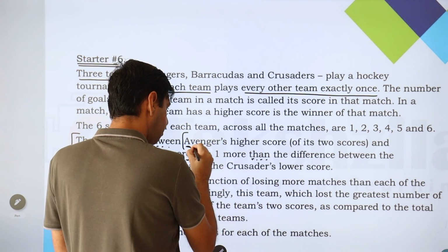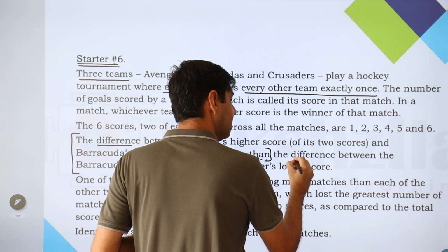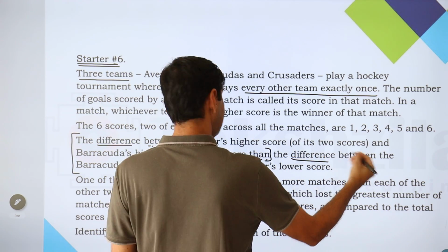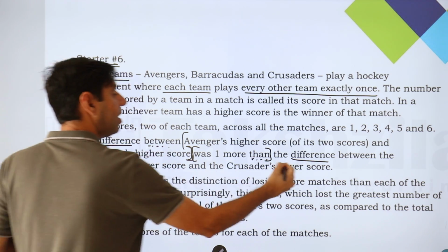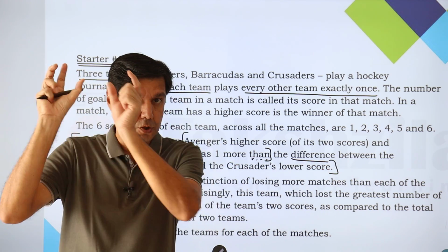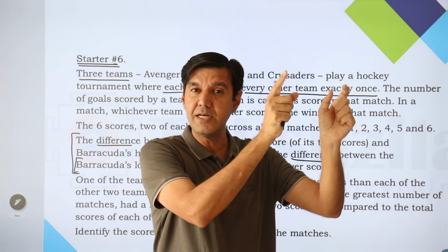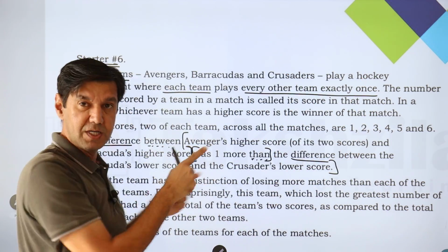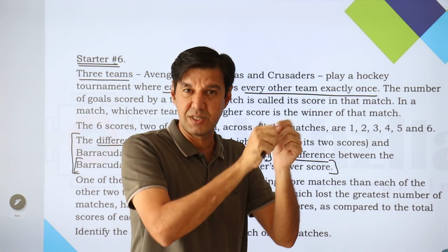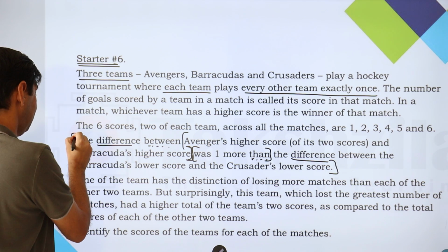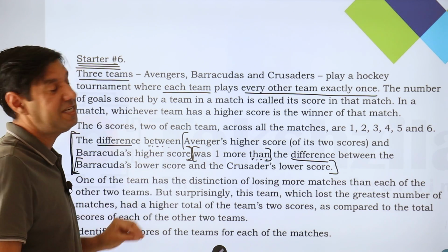Okay, so this is a new break, pause. One more than what? Than another difference. We again come to a difference. This time the difference is between what? Between Barracuda's lower score and Crusaders' lower score. So 2 numbers here, the difference between them is related to another 2 numbers, the lower scores, the difference between them, and this difference is one more than this difference. Now this is a challenging one. Therefore I said, though these might be starter sets, they're not an easy cakewalk.